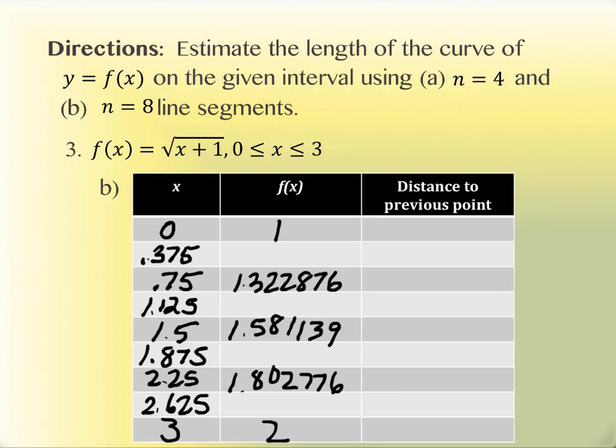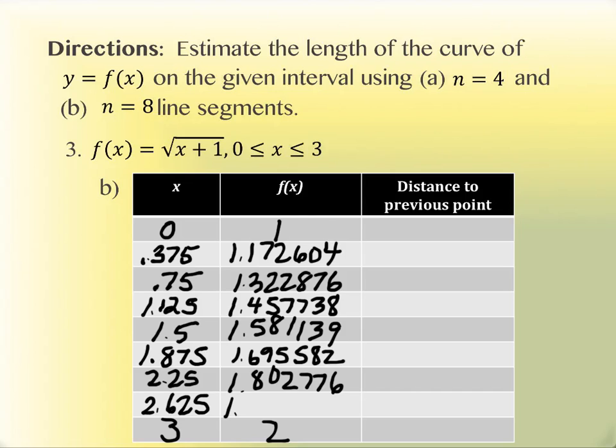All right, so we would fill this table out just like we did the other table, right? I kind of want to think that you guys can finish filling in this table on your own. Does that make sense? Because you have all those details already. Let me fill in the f of x values, and I'll let you find the distance values to finish that on your own later. The f of x values are 1.172604. You can get these straight out of your table. The next one was 1.457738. The 1.875 is 1.695582.